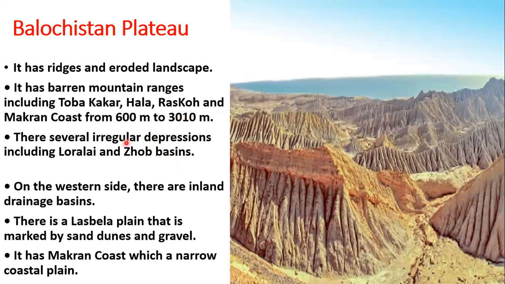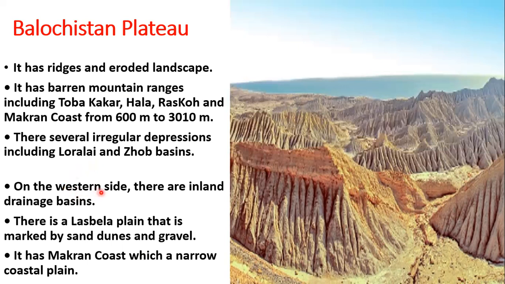There are several irregular depressions, including Lorelei and Zob basins. Sometimes they say that the Lorelei and the Zob basin is called a bed, meaning there are more flat spaces available. Fine. So these are the areas where this Balochistan Plateau falls down and becomes flat and even to some extent.